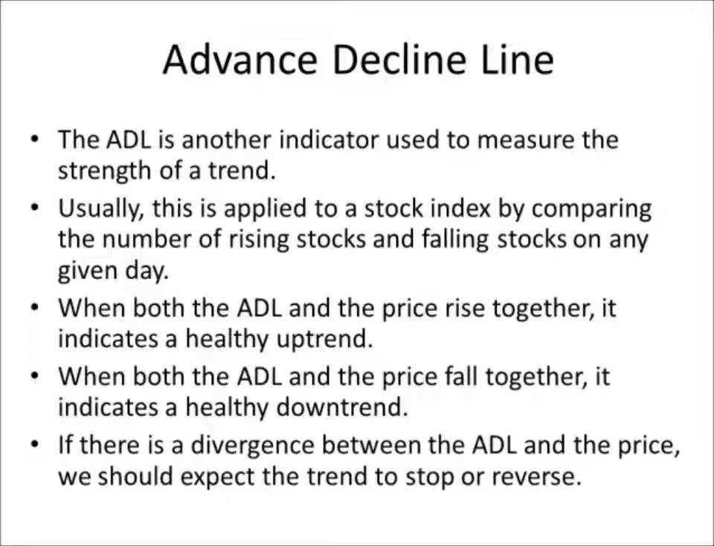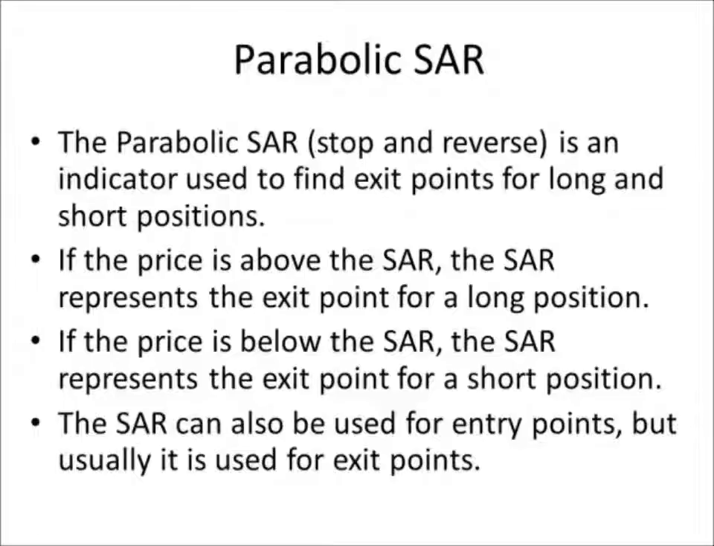So if we have the ADL going up and the price going down, it means that most of the stocks in the index are going up, even though the overall index is falling. That's not sustainable, and that will reverse. And that's really the logic of the advance decline line.